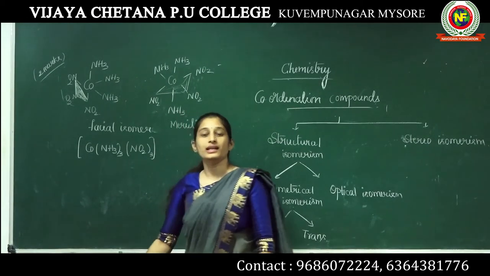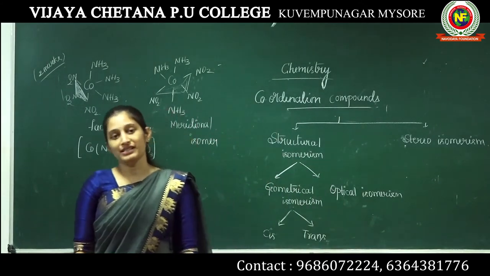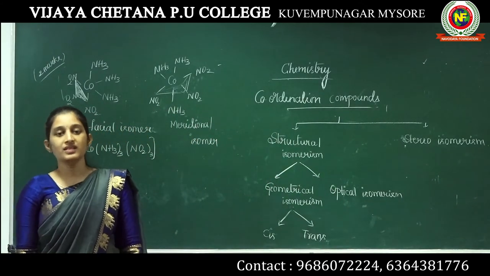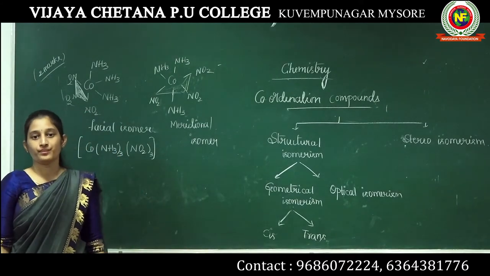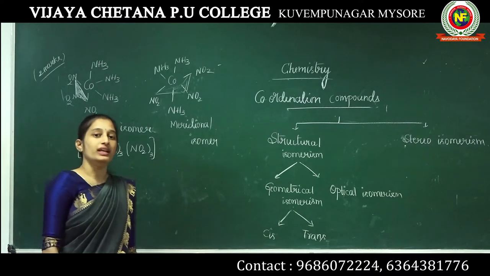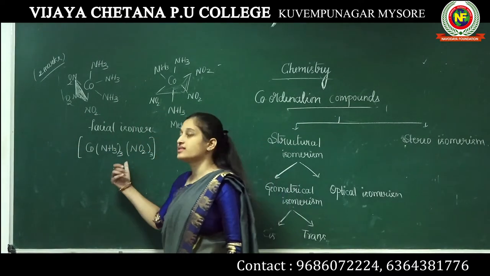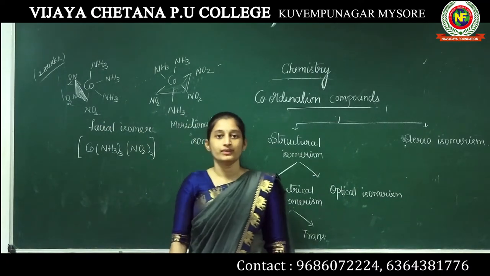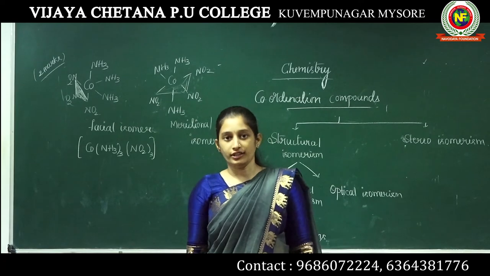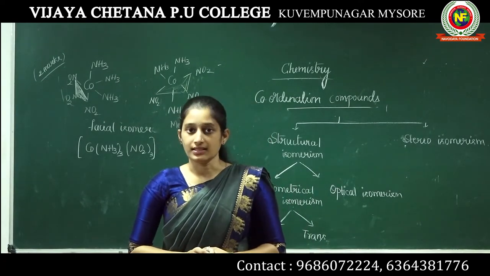For this, in examination they will give 2 marks. Important compulsory question. Means in so many previous years they asked this type of question. Write down the facial and meridional isomer for this type of compound. They will give the formula. You should write this. Important from the exam point of view. This is regarding geometrical isomerism.